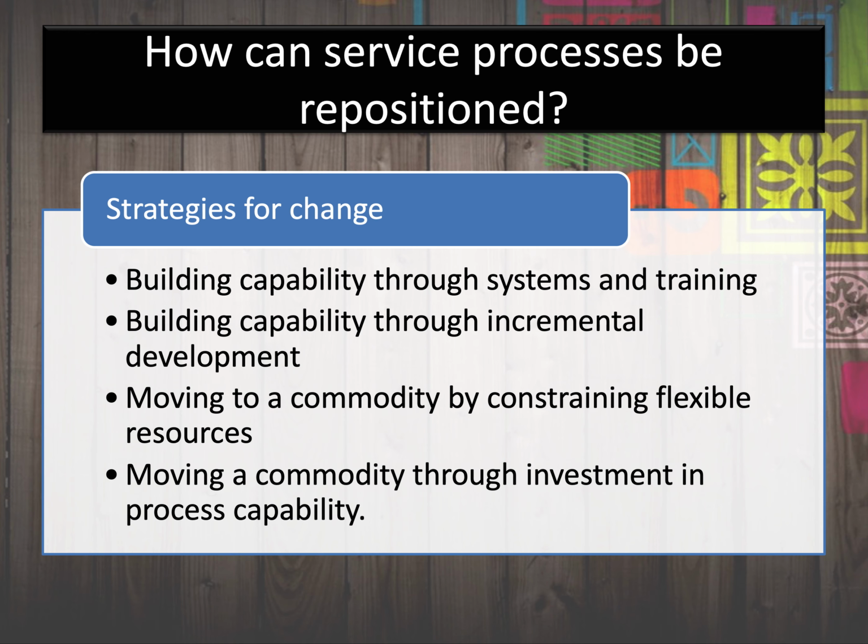And lastly is moving to a commodity through investment in process capability. In this case, the organization will have identified a market need for a high volume version of an existing service, or possibly a completely new service. So these are the four strategies for you to change, moving from commodity to capability or capability to commodity.